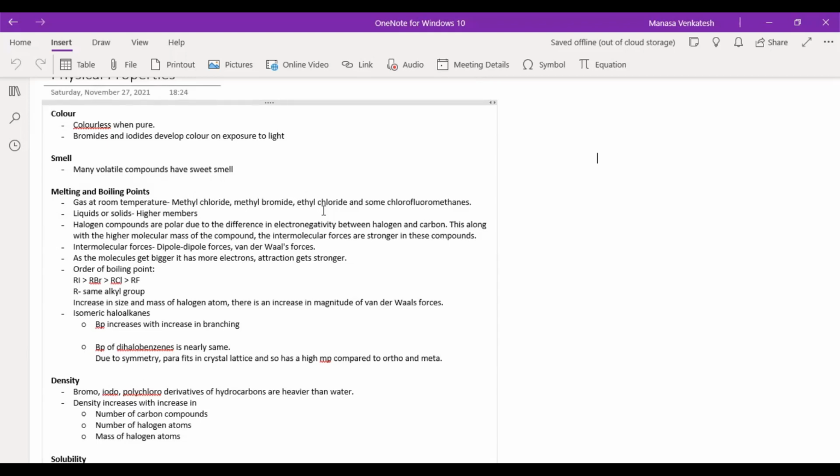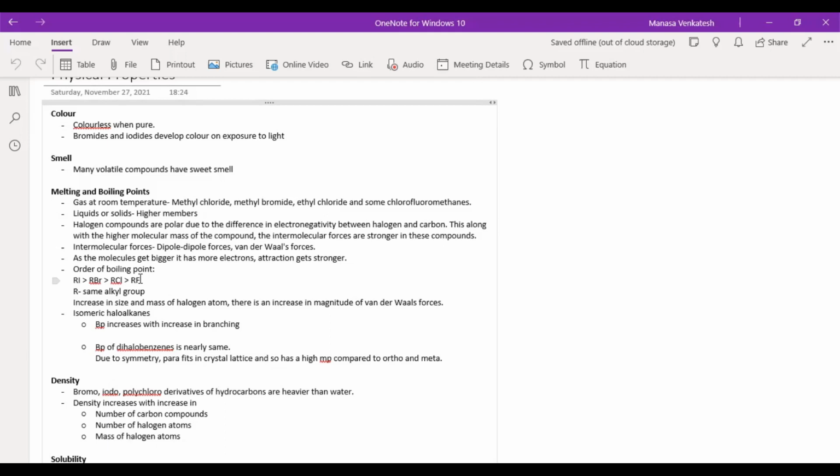Now, as the molecules get bigger, they have more electrons, and so obviously the attraction will get stronger. So the boiling point order becomes highest for RI compared to RBr, compared to RCl, compared to RF, because of the size of the halogen atom. Here we are assuming the R group is the same alkyl group. So for the iodide, it's the highest, and for the fluoride, it's the lowest. This is because as the molecule is getting bigger, the number of electrons is increasing, so the attraction in the molecule is also going to increase.